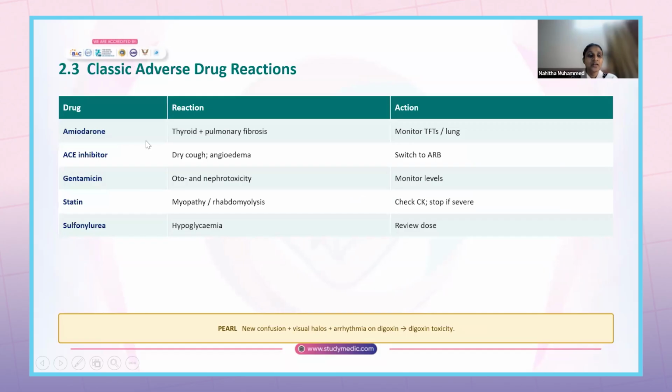These are important medicines and their adverse reactions: amiodarone, thyroid plus fibrosis; ACE inhibitors, cough, angioedema; gentamicin, ototoxicity and nephrotoxicity; statin, myopathy; sulfonylurea, hypoglycemia.